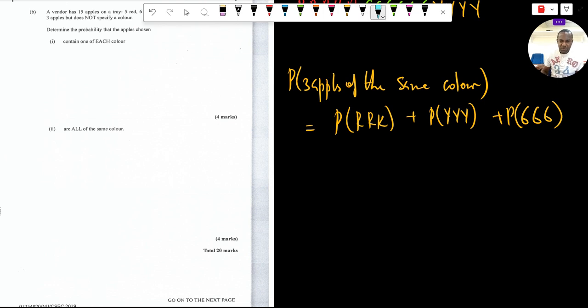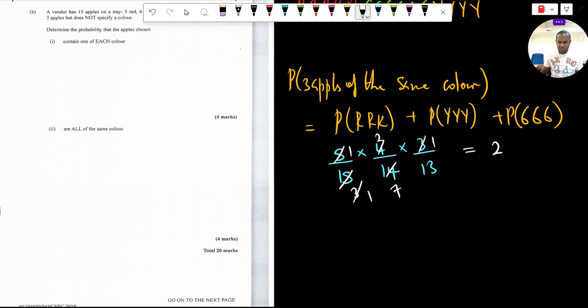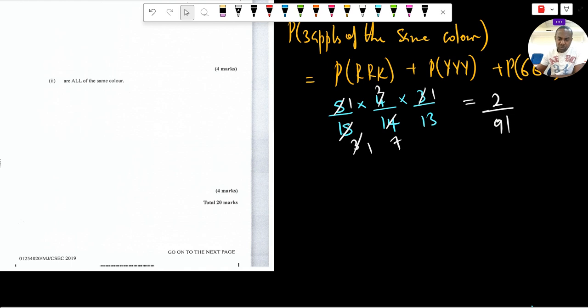So let me go again. Red on the first attempt is going to be 5 over 15. Red on the second attempt is 4 over 14. And red on the third attempt is going to be 3 over 13. Yes, that is correct now. And so now we can say 5 into itself goes 1, 5 into 15 goes 3. 2 can go into 4, leaving 2, and into 14 leaves 7. And then this 3 into itself 1, this 3 into that 1. And so we're left with 2 times 1 in the numerator, which is 2, divided by 7 times 13, which is 91. So the probability of getting 3 red apples is equal to 2 over 91.